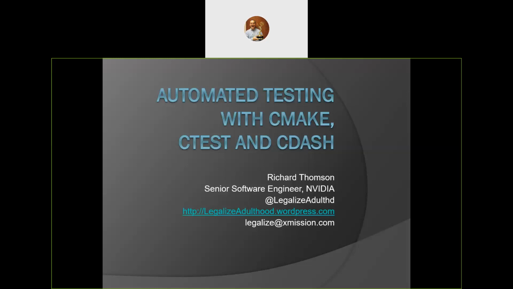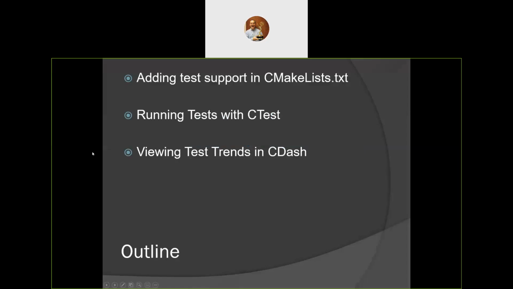It's really pretty simple in terms of what you need to adjust your CMake build scripts to support running tests. We'll look at that first, and then we'll look at running tests with CTest, and then we'll take a look at what a dashboard looks like in CDash and how CDash organizes things.